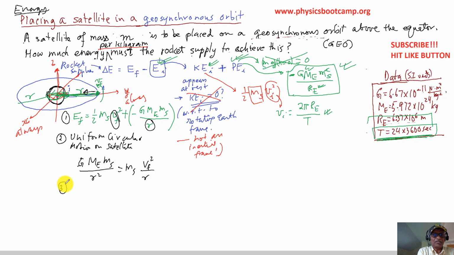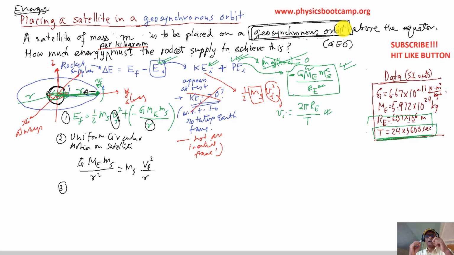Then the third thing we can notice is that v_F and r are not independent, because I go 2 pi r on this arc, and because this is geosynchronous, very important, this is geosynchronous.